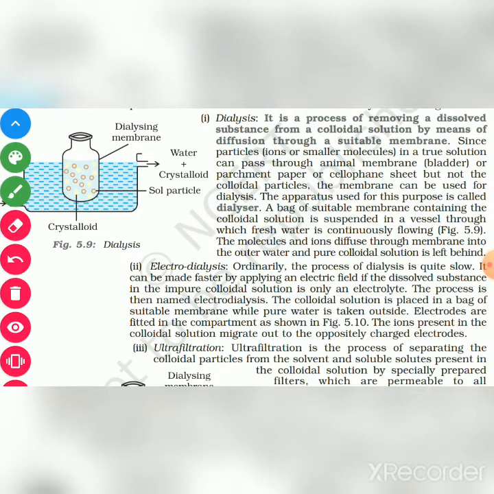When this process is done by the simple method, dialysis is quite slow. It can be made faster by applying an electric field if the dissolved substance in the impure colloidal solution is only an electrolyte. The process is then named electrodialysis. The colloidal solution is placed in a bag of suitable membrane while pure water is taken outside, and electrodes are fitted in the compartment as shown in the figure.